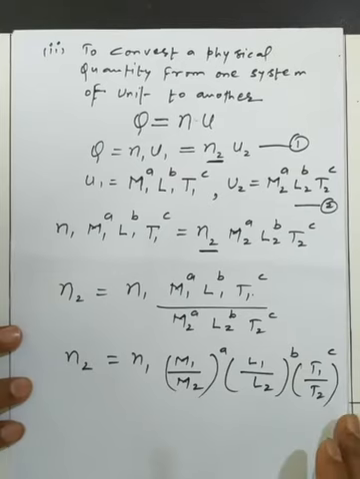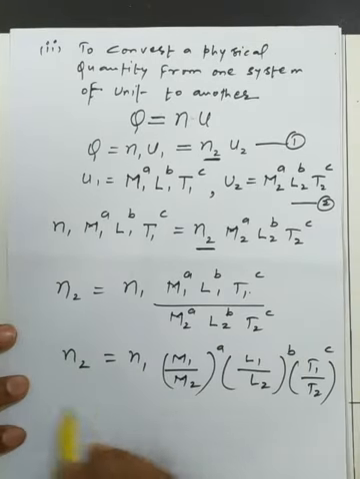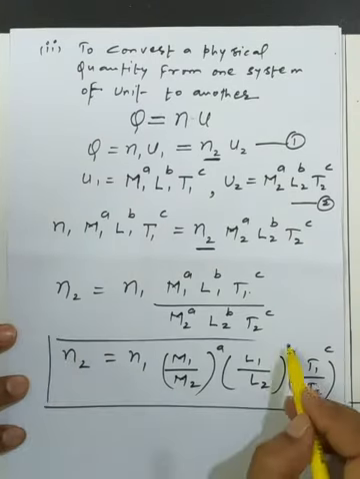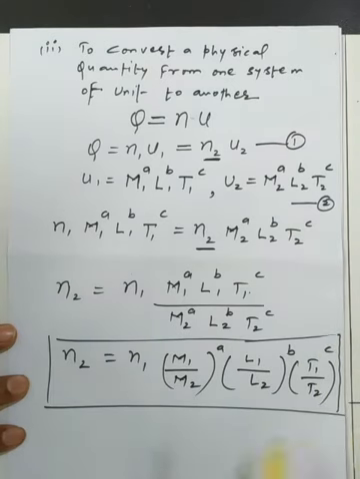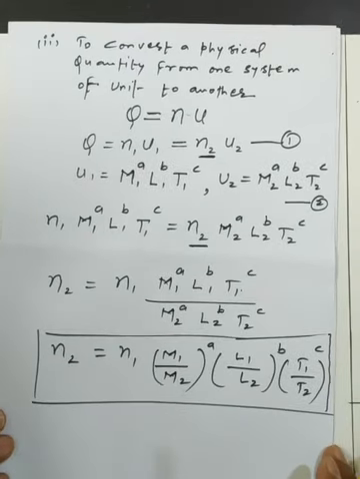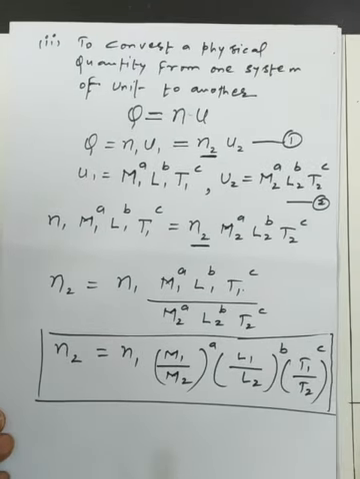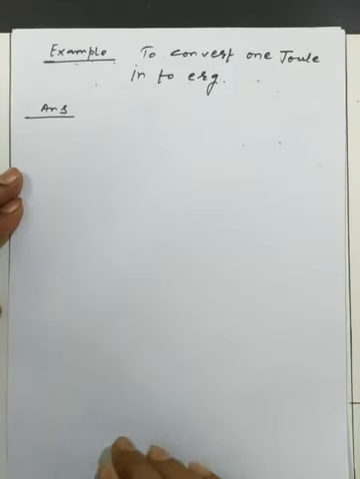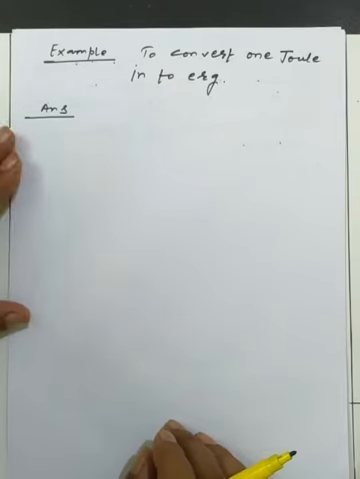So this is the general formula we have to convert the magnitude of a given physical quantity from one system to another system. Now we will take different types of examples for the conversion. Now students, we have the example, that is to convert 1 joule into erg.